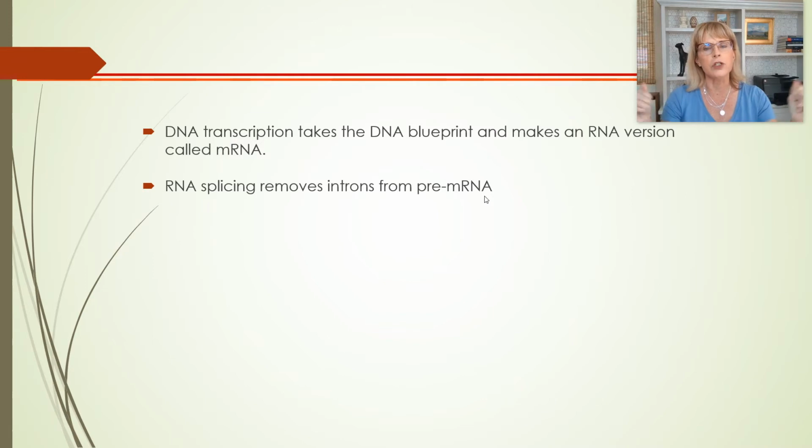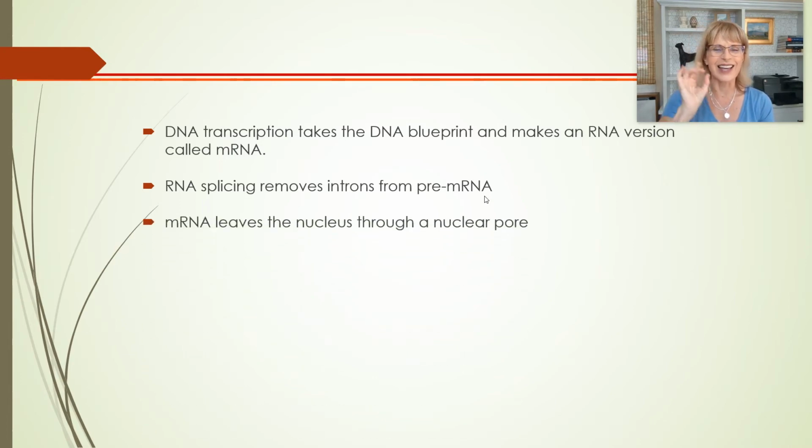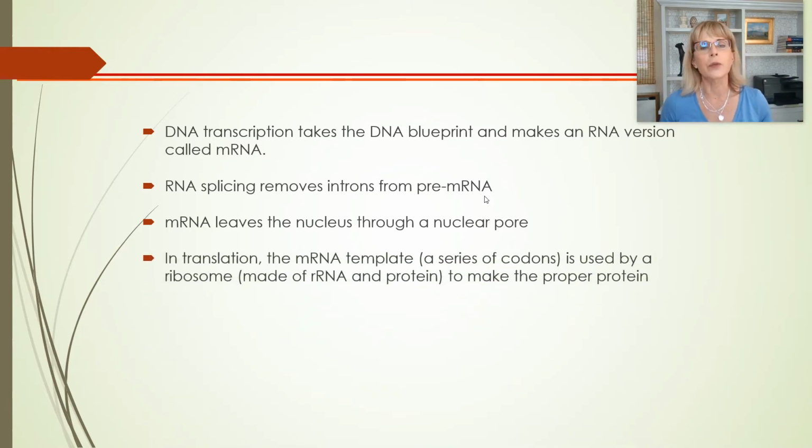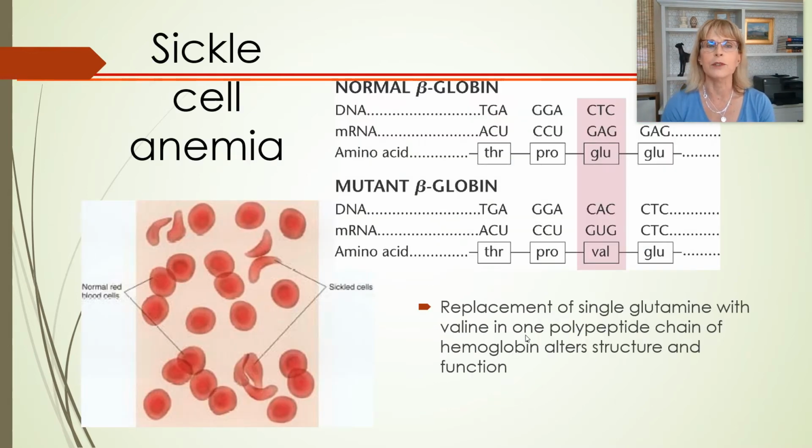And because that pre-messenger RNA in splicing can be put together in different combinations, that allows a single gene to create the instructions for many different proteins. The messenger RNA leaves the nucleus through a little nuclear pore, and then the ribosomes are going to just do whatever they're told, right? Ribosomes are very cooperative workers. Whatever instructions they get, that's what they build. And the mRNA is a series of codons, and it gets used by the ribosome to make the proper protein, with the transfer RNAs bringing the amino acids one at a time into the ribosomes.